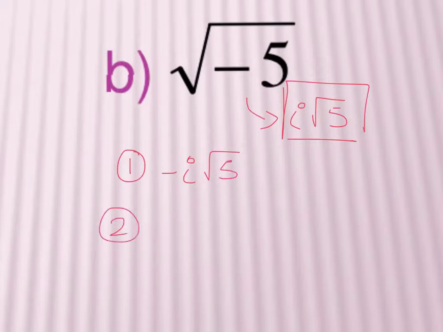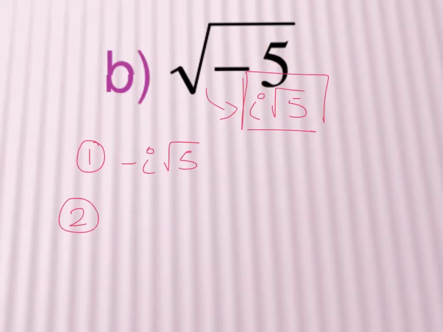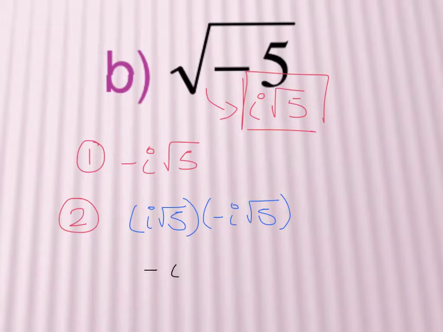And the second thing I asked you to do was to multiply them together. So let's go ahead and multiply them together. I'm going to have i root 5 times negative i root 5. What do I get? Negative i squared times what? Times 5, good. And remember, i squared is negative 1. So what do I end up with now? Positive 5. That's my answer.